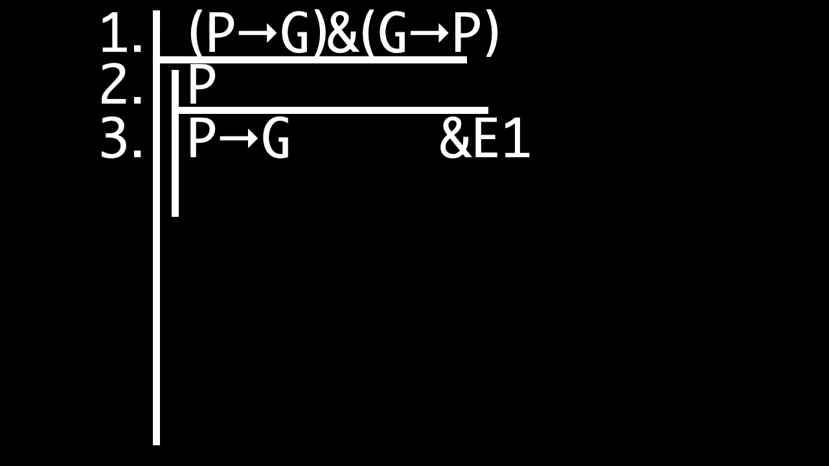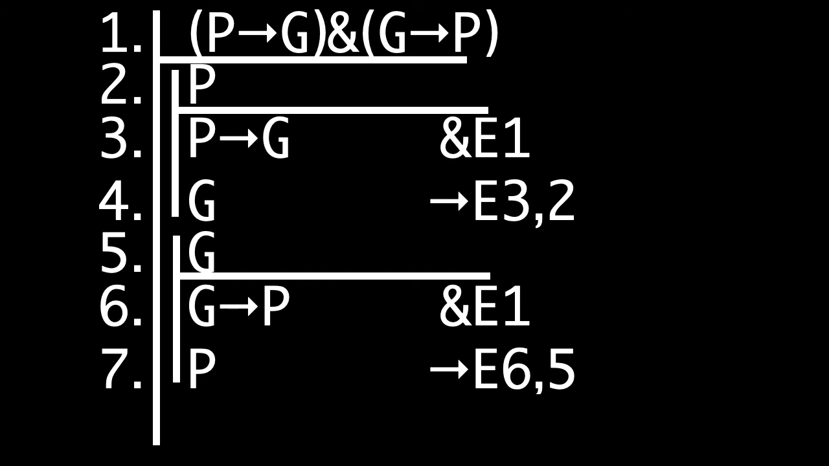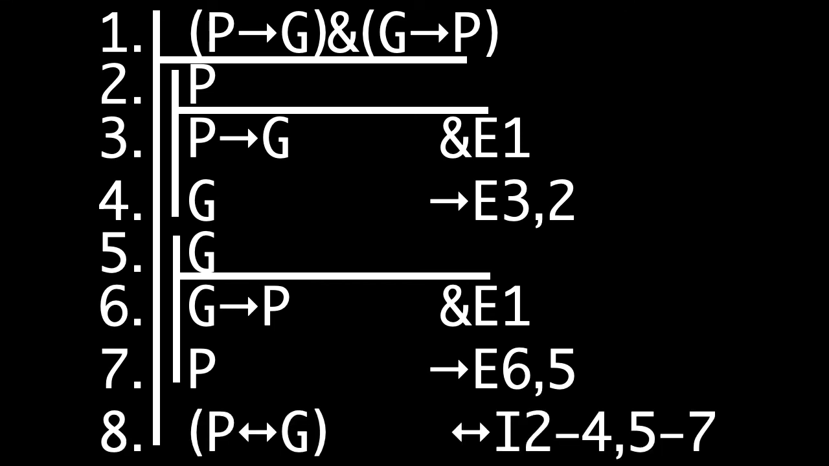We can get P arrow G from line 1 by and elimination. And that lets us get G. We can use arrow elimination on lines 3 and 2. That's what we wanted to have happen in the first subproof, so we can close it and start another one. In the second subproof, we assume G, and we want to end up with P. We can get G arrow P from line 1 by and elimination, and P by arrow elimination on 6 and 5. So we're done with that subproof. Back out in the main proof, we get P biconditional G by the double-headed arrow introduction rule, where our justification is the subproof on 2 through 4, comma, subproof on 5 through 7. So 2-4, comma, 5-7.